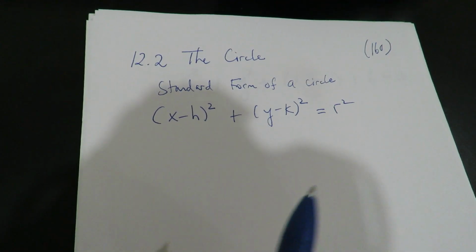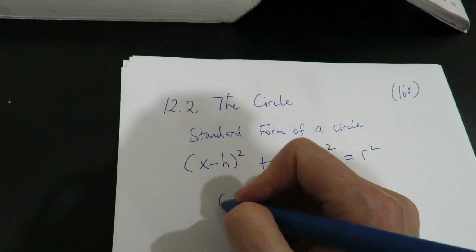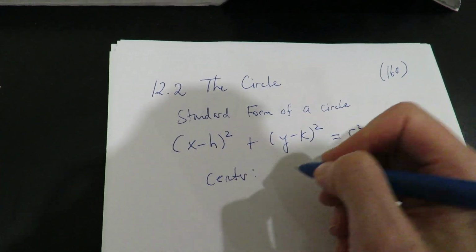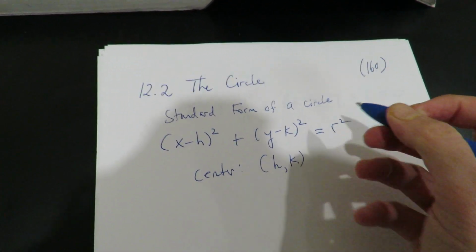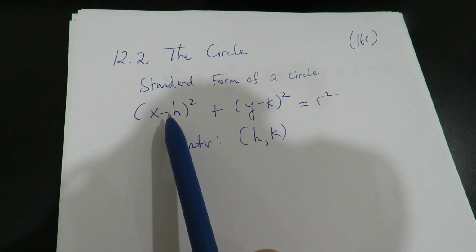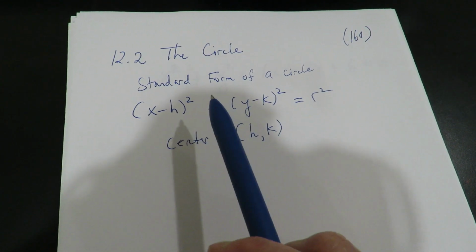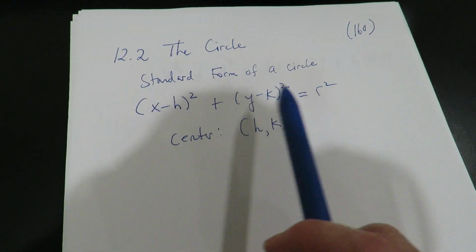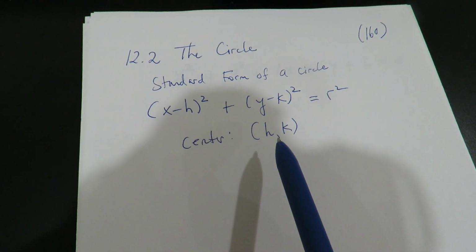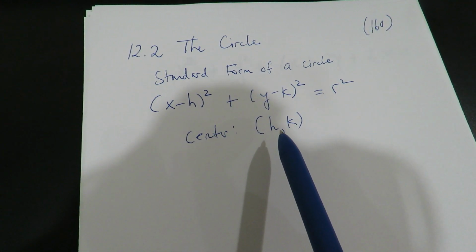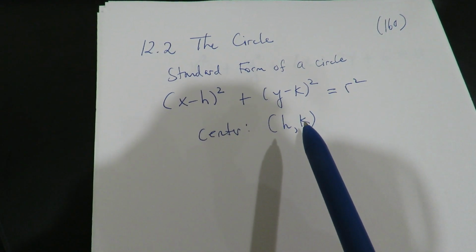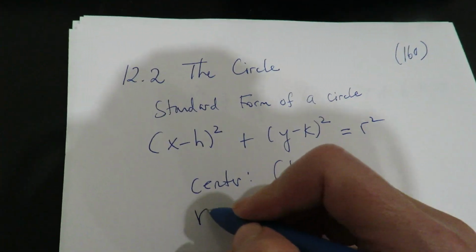When the equation is in this form, I can tell what the center of the circle is. It's (h, k). So notice this has to be negative for me to say h, and this has to be negative for me to say k. They're both what we would call insides, so the center is always opposite of the sign. I'm going to say that again in a moment to make sure you register that.